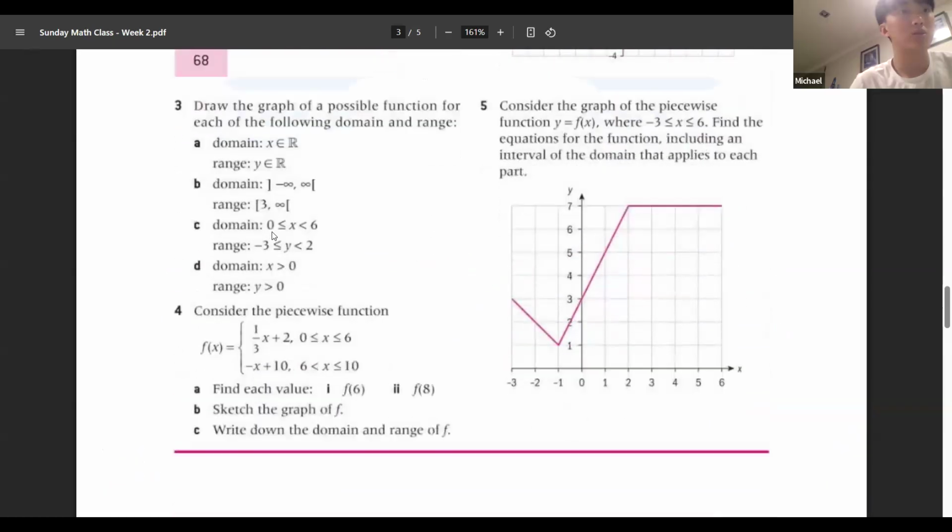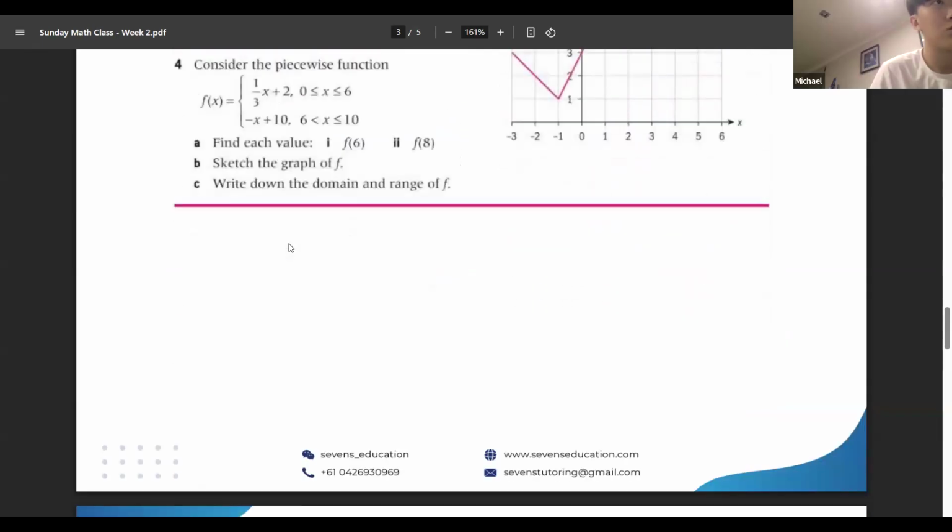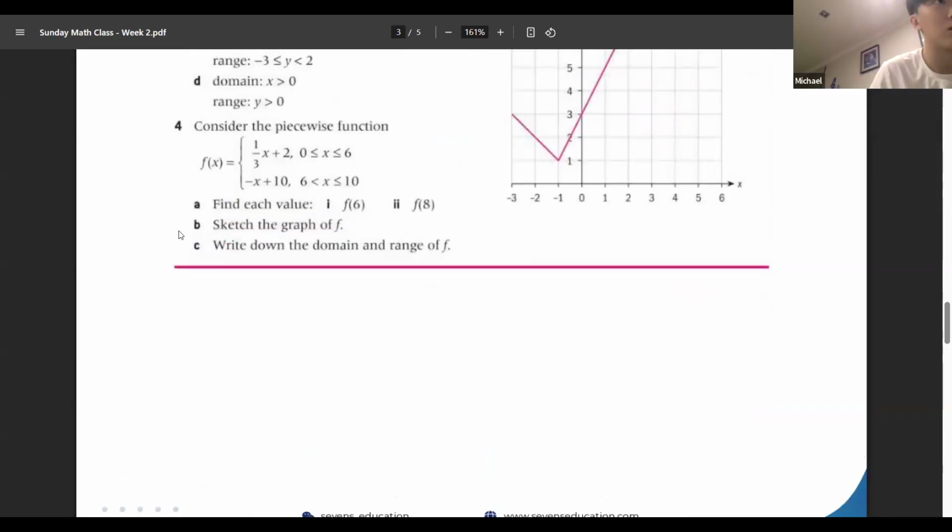All right, let's see if there's any more interesting questions. The piecewise function. Find its value, get the graph of that, write down domain and range. Okay, question 4 is pretty interesting. All right, let's do question 4. So do A first. What is f(6) and f(8)?